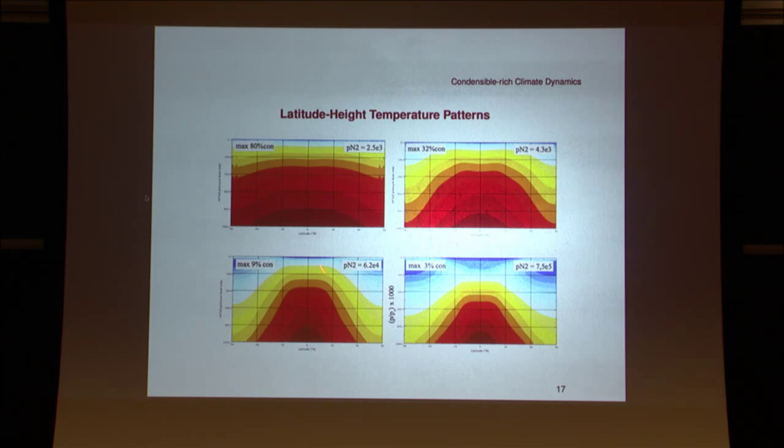What is the delta T between red and blue here? I deliberately didn't mark it, because it was the patterns I was focusing on. But this is 300, and this is about 180 there.